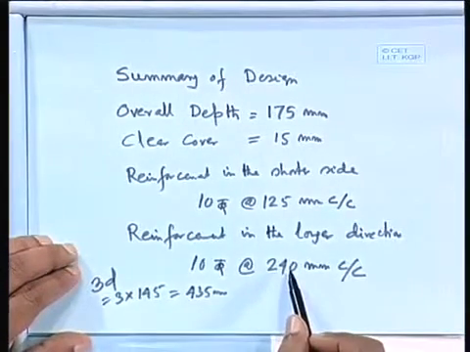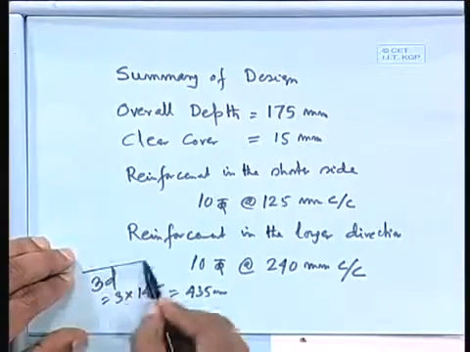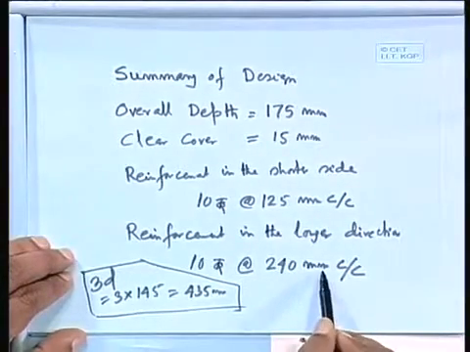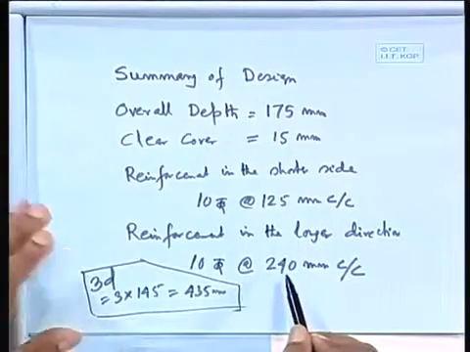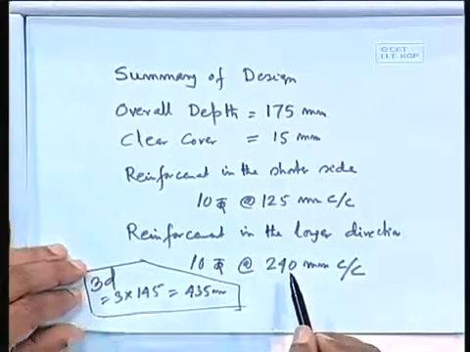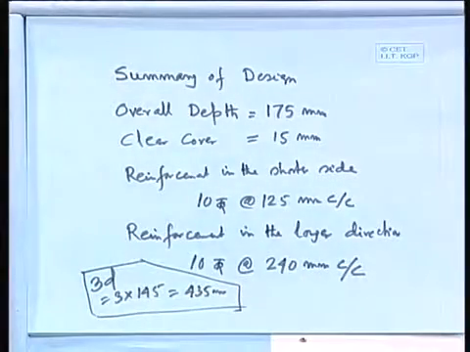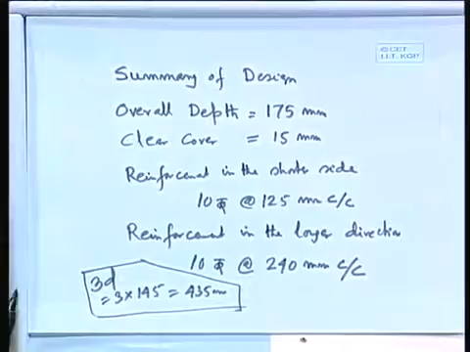So we are getting that it is within the limit of that spacing. That also you have to check. The 240 millimeter is the spacing we are providing. Now we have to check as per IS 456, it should not be more than 3D, 3 times the effective depth. So here we are getting 240, and 3D means here 435. Let me show you the clause, that is spacing of bars.